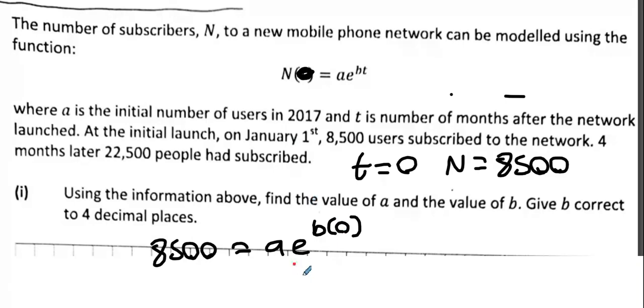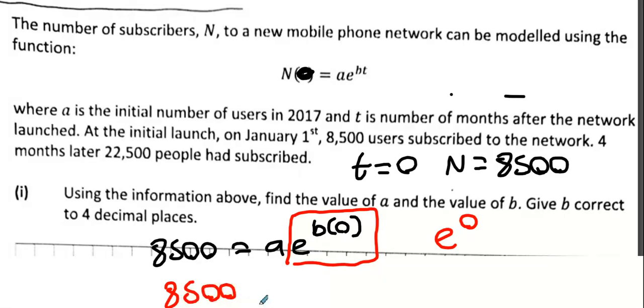So do you see this whole thing here? This whole thing here is e to the power of 0. And what's anything to the power of 0? So is everybody happy that 8,500 therefore has to equal A? A couple of very lucky people here who just guessed A was 8,500. Got 5 out of 10 for that. Okay? A lot of lucky people here.